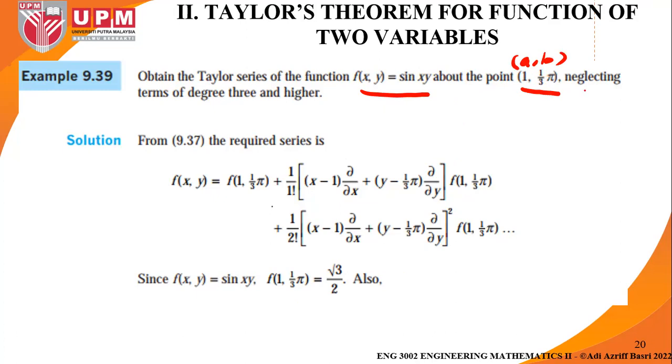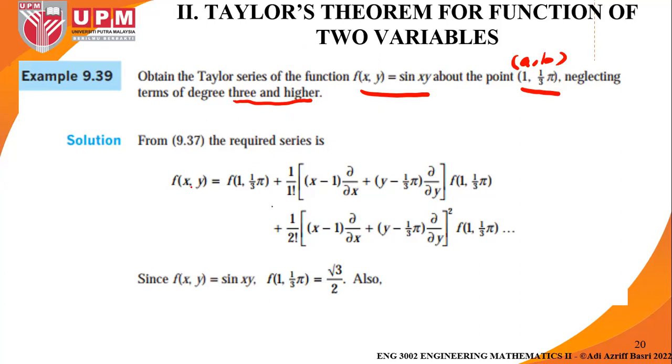So the question is, neglecting terms of degree 3 and higher. That means your highest degree will be power of what? Neglecting terms of degree 3 and higher, so the highest degree is power of 2. Okay, correct. So power of 2. This is the main function, based on the Taylor function just now.